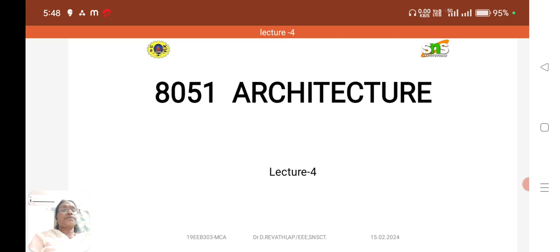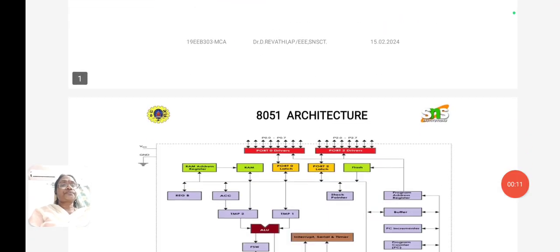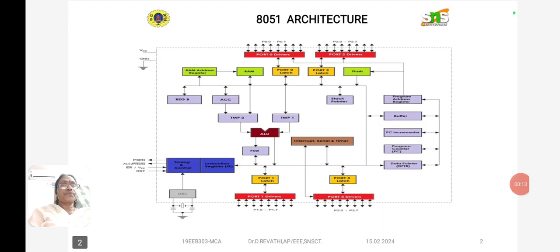In this, we are going to discuss the architecture of the 8051 microcontroller. And this is the block diagram of the 8051. It consists of four ports: port 0, 1, 2, 3, which are mentioned in the red color. Port 0, 1, 2, 3 support transferring data between I/O devices, memory, and also the processor.